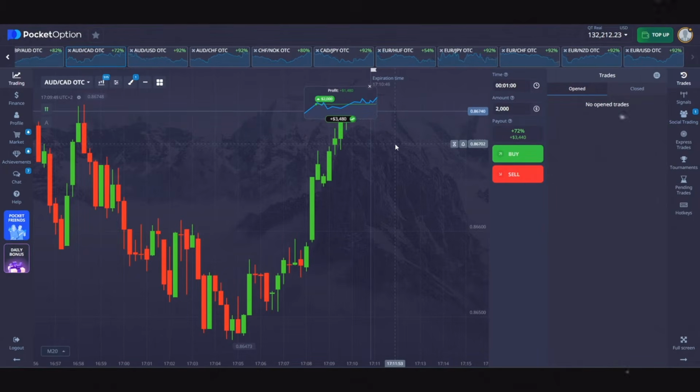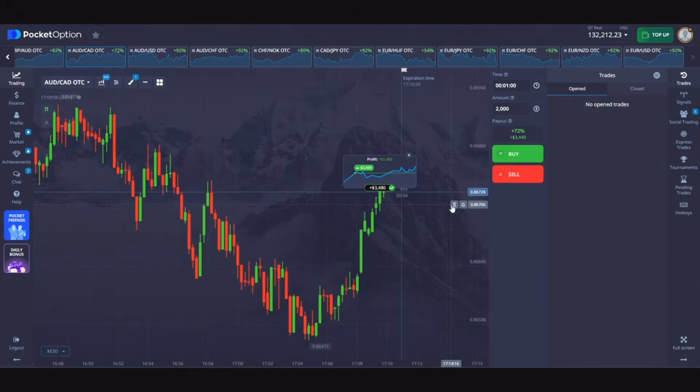In other words, it makes our trading much easier. It doesn't have automated trading, since that's against the rules, so it only does analysis.